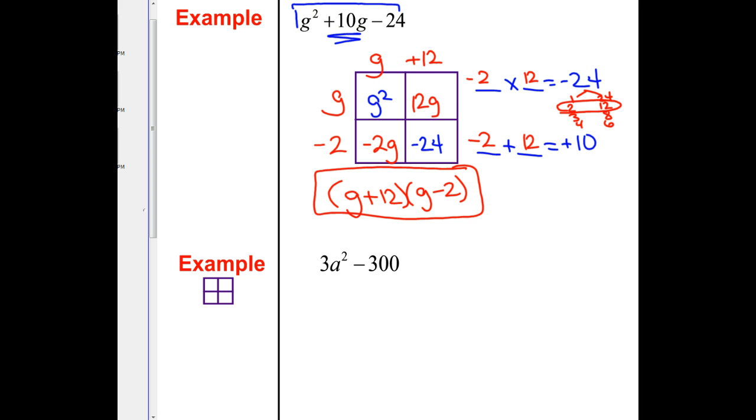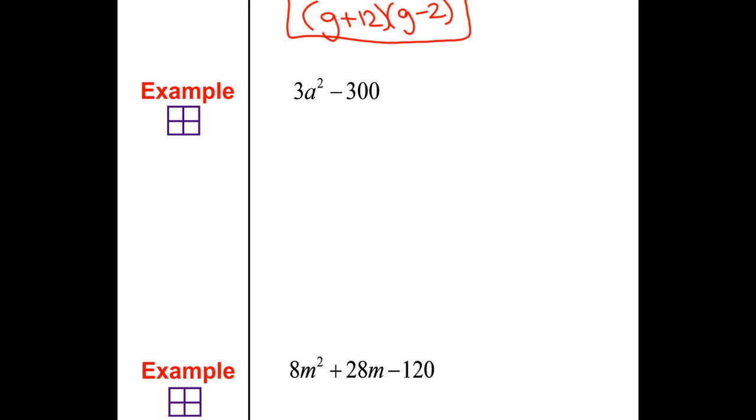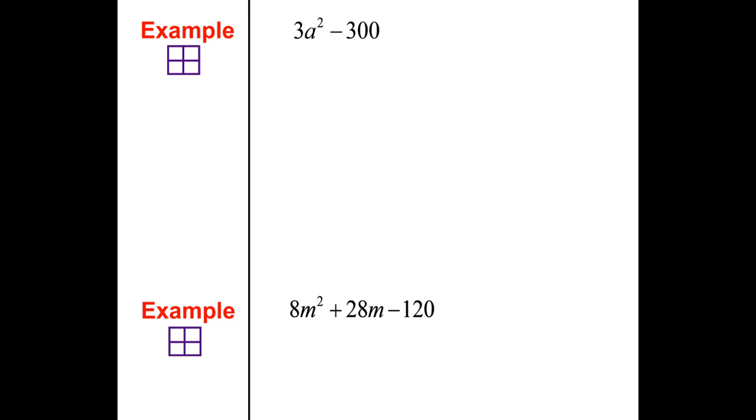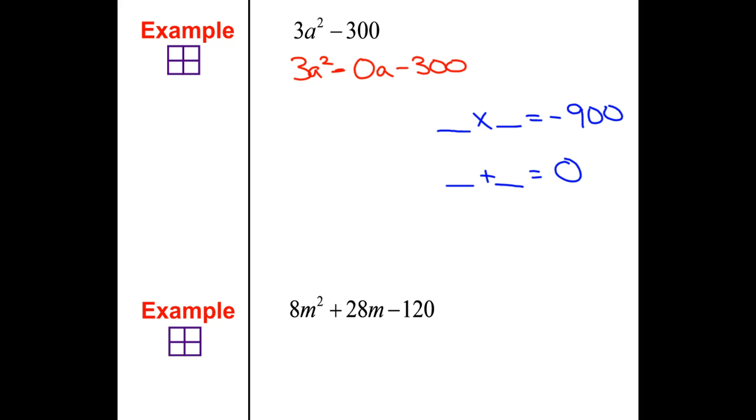All right, now let's try a trickier one where we're not given that center number. If we're not given that number, we can rewrite this to be 3a squared minus 0a, or plus 0a, it doesn't really matter, minus 300. So we have to look at what numbers multiply to get you 3 times negative 300. So let's pull our box here. So multiply to equal negative 900, but then add to equal 0.